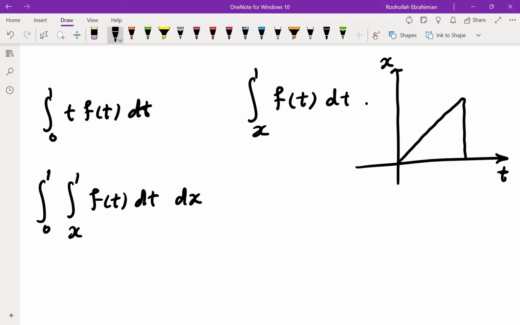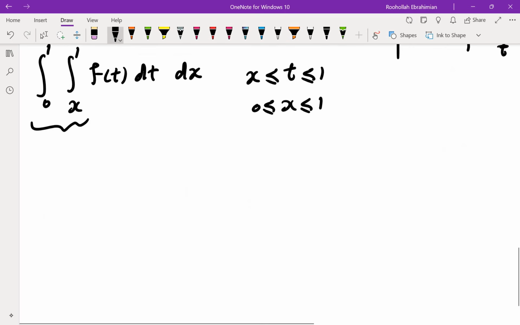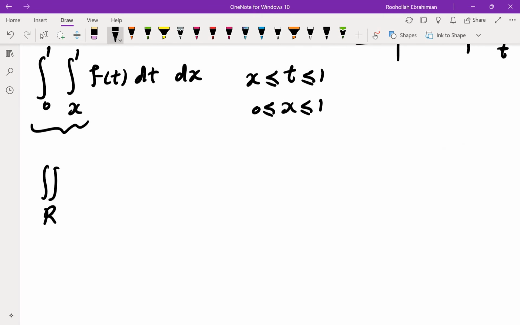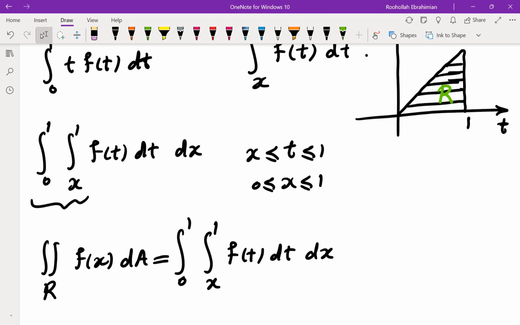So if you look at this one, you have this region given by t goes from x to 1. So t goes from here to 1, if this is 1, and x goes from 0 to 1. If we call this region R, the double integral over R of f of x dA is the same as the integral from 0 to 1, integral from x to 1 of f of t dt dx. This is if you think about this one as a horizontally simple region.